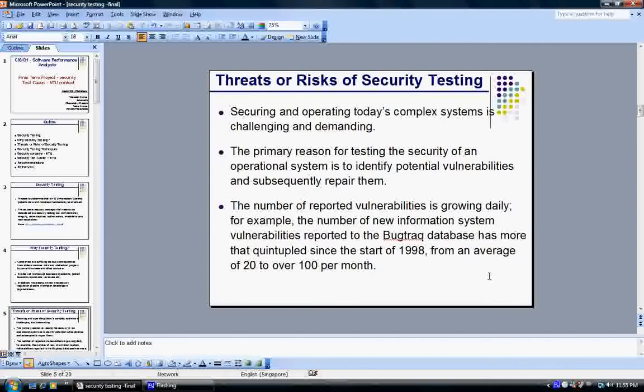Some of the threats or risks of security testing: securing and operating today's complex systems is very challenging and demanding. The primary reason for testing the security of an operational system is to identify potential vulnerabilities and subsequently repair them. The number of reported vulnerabilities is growing day to day. For example, the BugTraq database reports that the number of vulnerabilities increased from 20 to 100 per month. This was at the start of 1998, that was 10 years back, and now it could be more than 100 times or even 1,000 times beyond that.